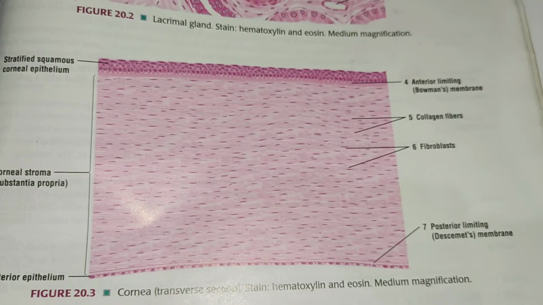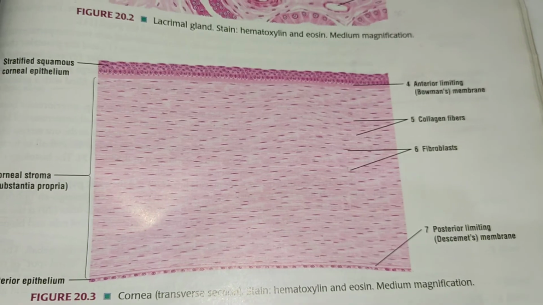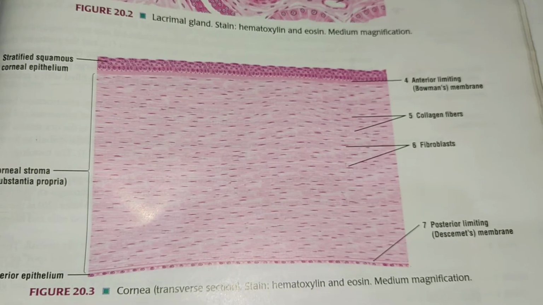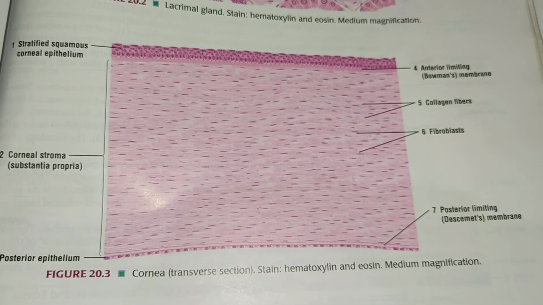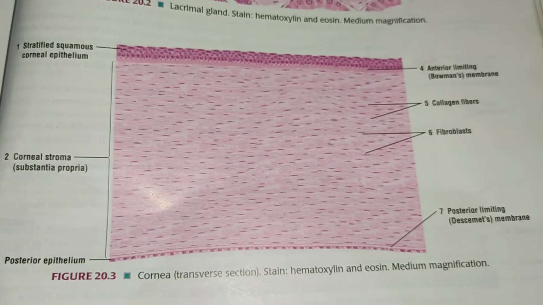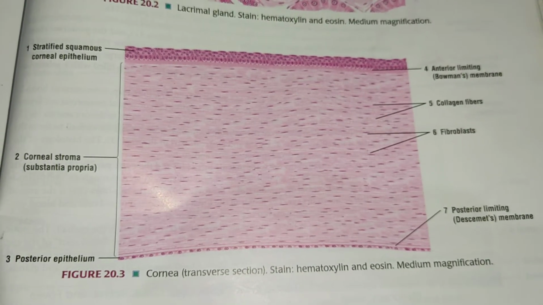Assalamu alaikum students. Today we will learn how to draw the histological section of cornea and what are the important points which are asked in the viva examination of the histological section of the cornea.